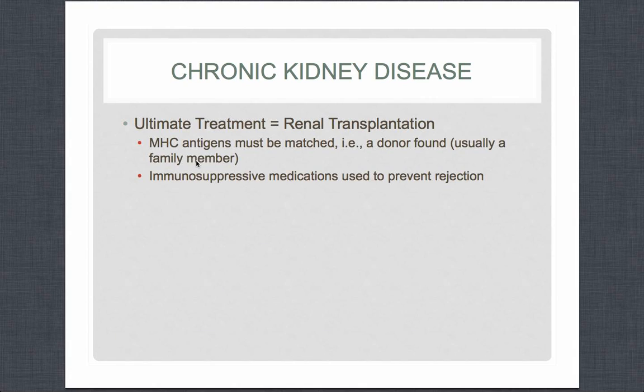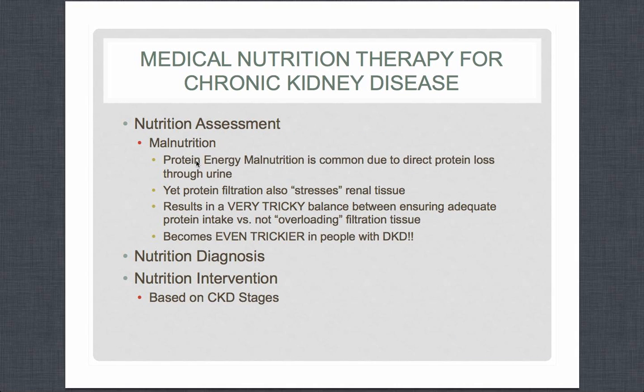So for chronic kidney disease, the ultimate treatment is going to be renal transplantation. Again, this requires matching MHC antigens, finding a donor, and immunosuppressive medications given to prevent rejection. So this is lifelong on immunosuppressive medications if a donor can be found. So now, medical nutrition therapy for chronic kidney disease.